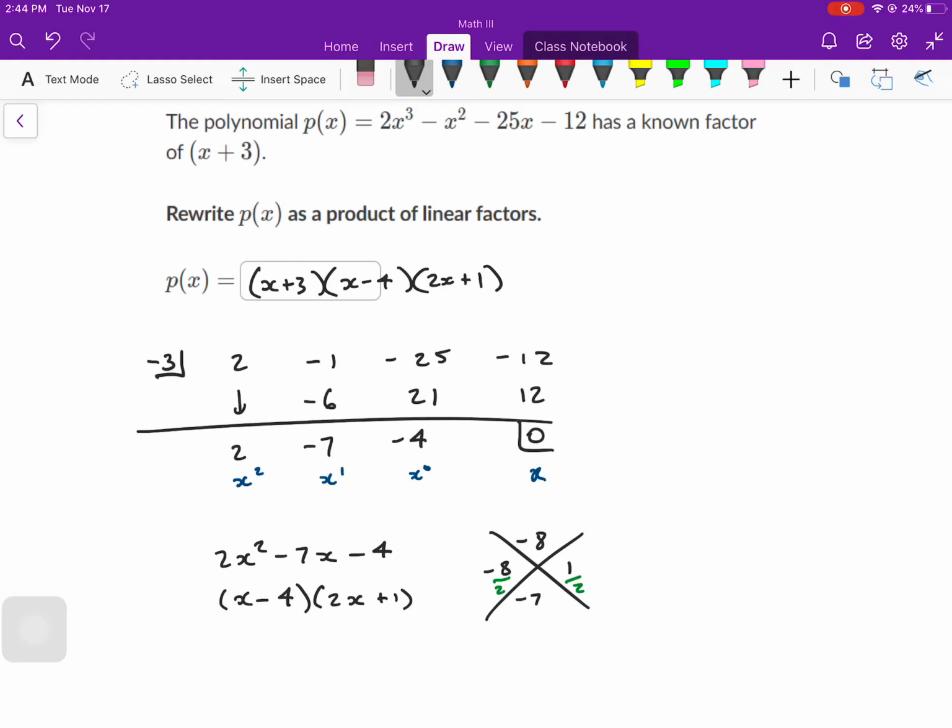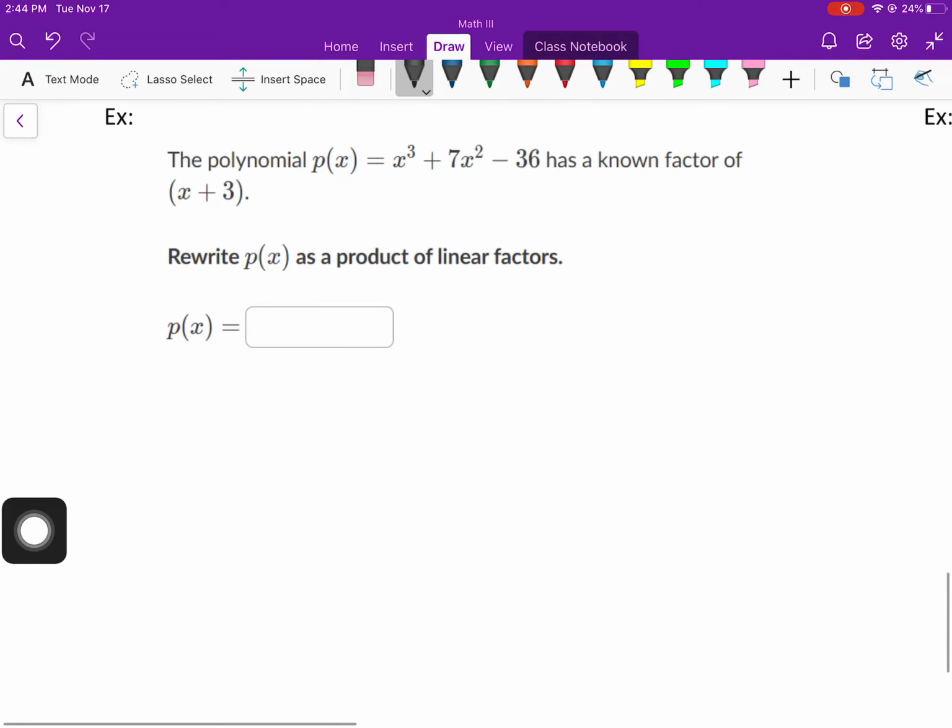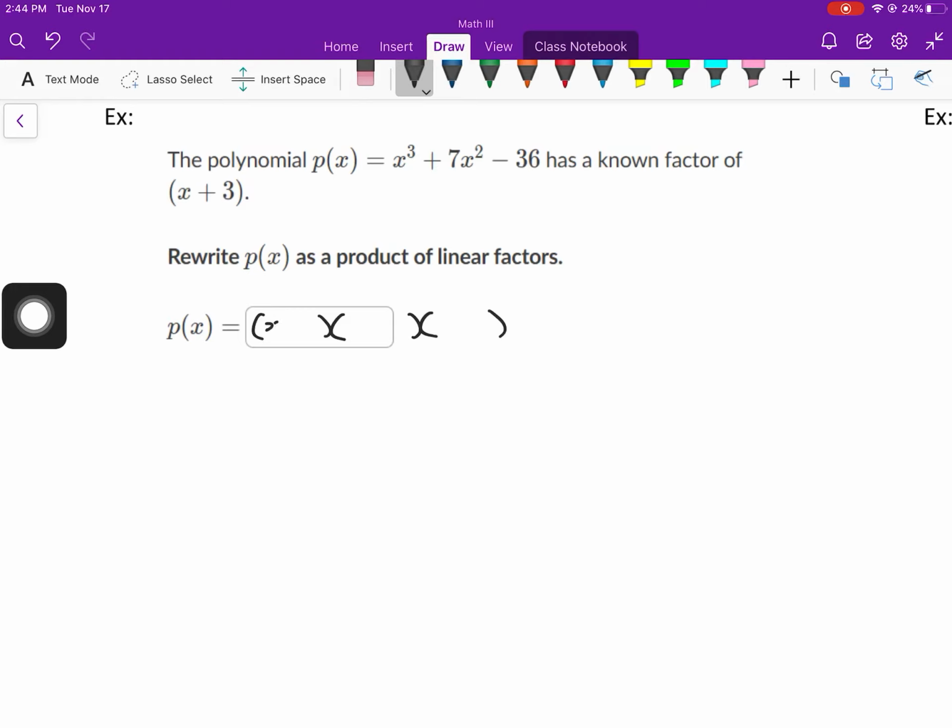And that's the process. So it's really cool. We use the synthetic division to break it down to a quadratic, and then we factor the quadratic with the methods that we've learned before. Let's go ahead and do this example here. So once again, a cubic. So we know there's going to be 3 factors to it, and one of them given, I think, is the same factor, x plus 3.